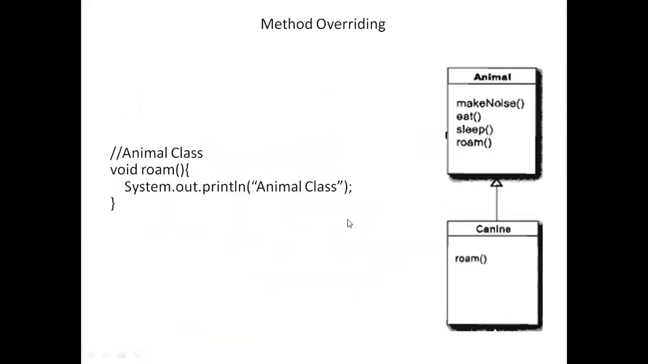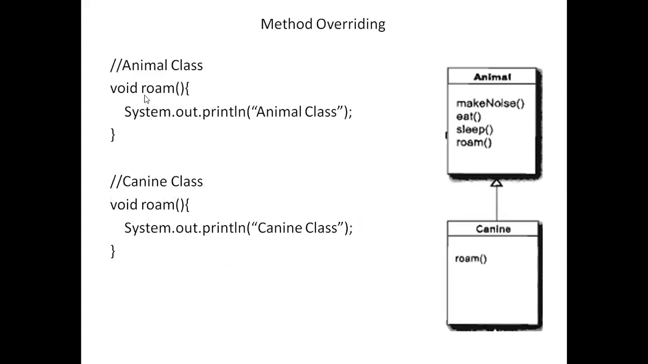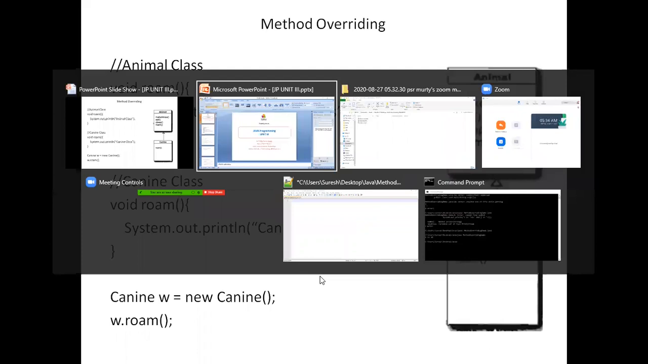Okay. So let us look at an example. Here I am writing void Roam with System.out.println Animal class, because I am giving the name of the parent class here. It's just for demonstration. We are printing the name of the parent class in the Roam method present in the parent class. In the child class Roam method, we are printing Canine class. So whenever an object is created for the Canine class, the child class, then if we call the Roam method, the method defined in the child class will be called. Let us do a small program on this.